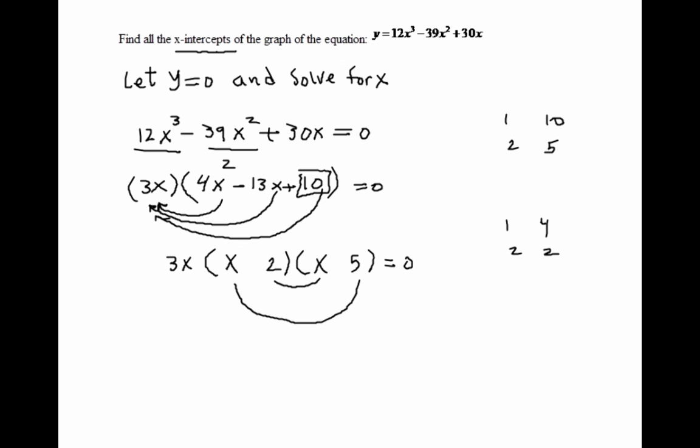My choices here for the first term would be either 1 and 4 or 2 and 2. Which one do you want to try? Let's try 2 and 2. If you put 2 here and 2 here, would that help? You get 4x here, and here you get 10x. Does that give me 13? No. So this is not the right combination. Sometimes that happens. That's what we call trial and error. So we're not going to use 2 and 2.